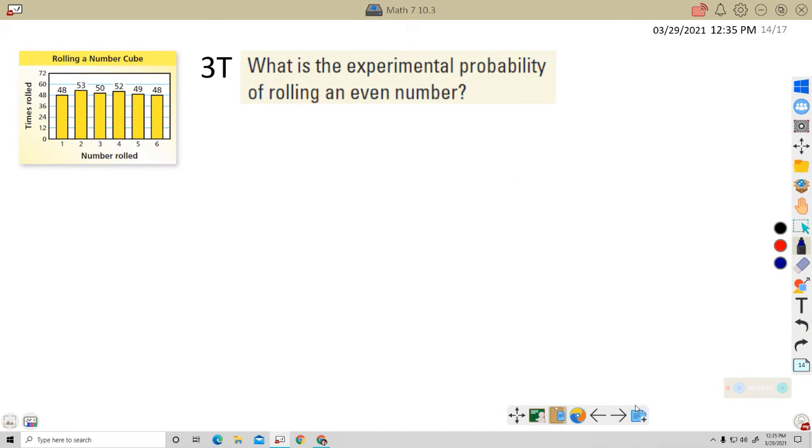And let's take a look here. Okay, so do this one. What is the experimental probability of rolling an even number? And that's it for this video. Give this one a try. It's the same as before. But since we did the odd numbers before, you should be able to figure out the even number pretty easily.